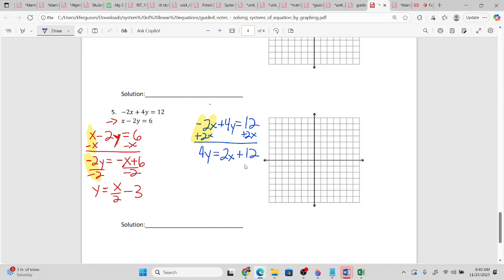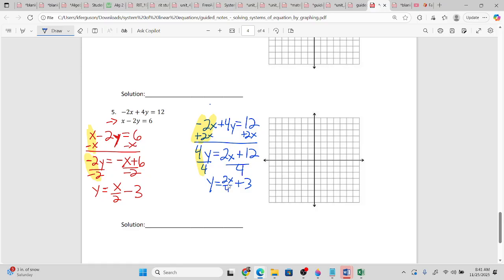2x plus 12. And so then what's the next thing I'm going to do? Well, next thing I'm going to do is what? Divide by what? Divide by 4 on both sides. So if I divide by 4 here, on this side, the 4's go away. So that's just y equals. And now I got 2x divided by 4. And then I've got 12 divided by 4. What's 12 divided by 4? 3.